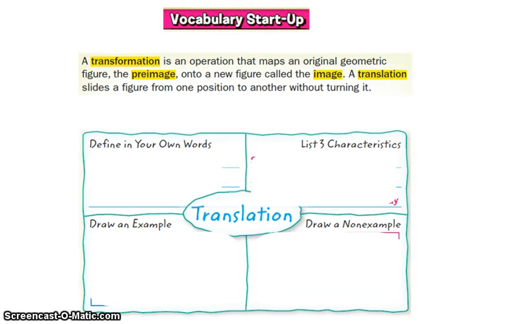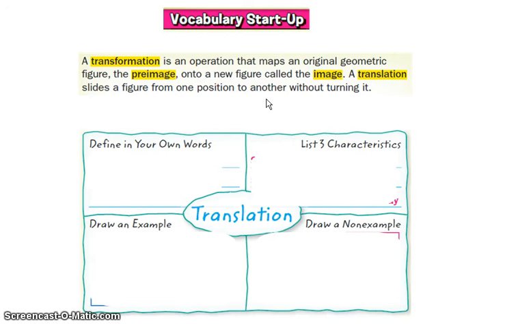A transformation is an operation that maps an original geometric figure onto a new figure. Now, the first image, or the original image, is called the pre-image. Pre means before, so it's the figure we have before. That's our original image. When we make our new one after a transformation, that's called the image. That's the new one, okay? And a translation slides a figure from one position to another without turning it, okay?